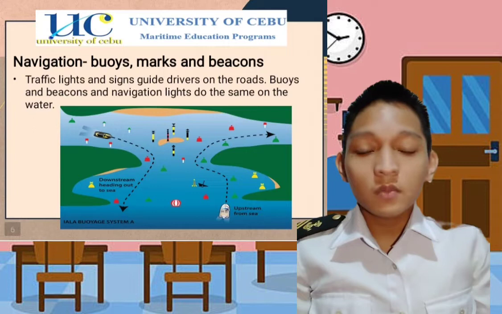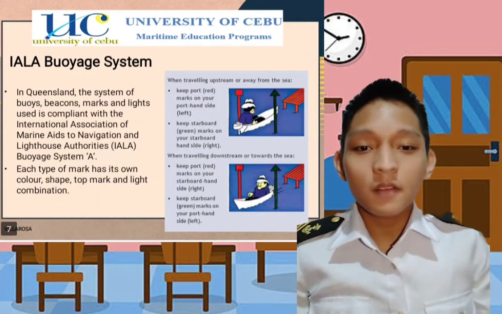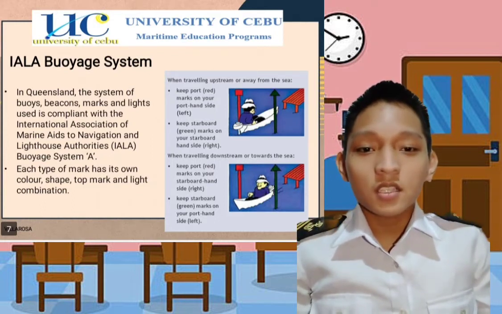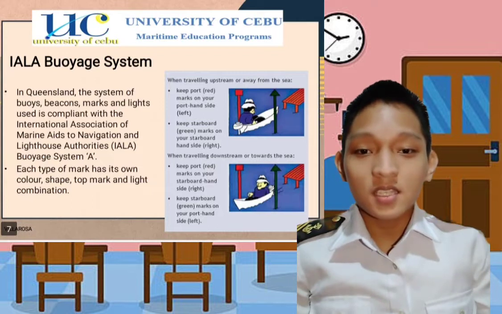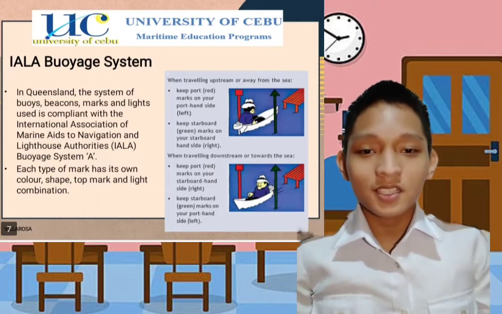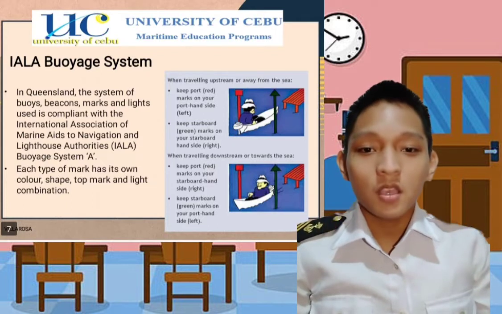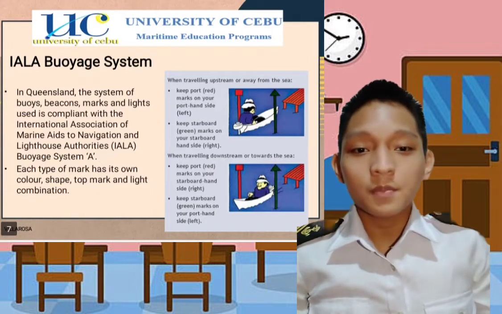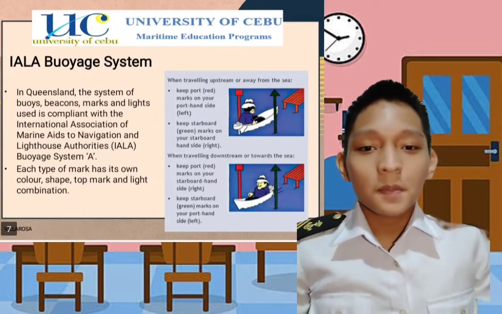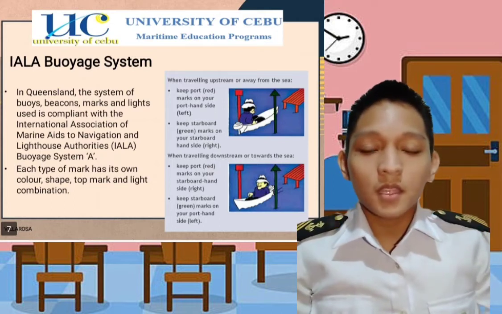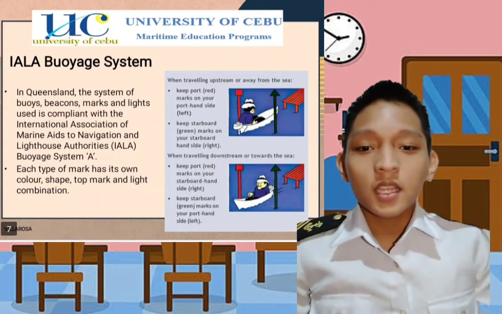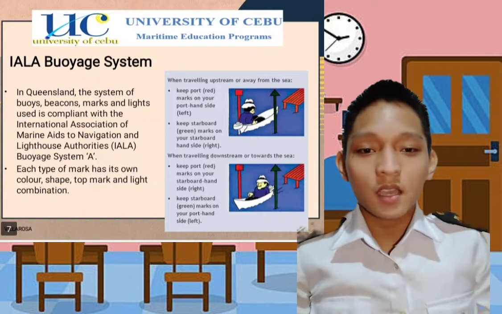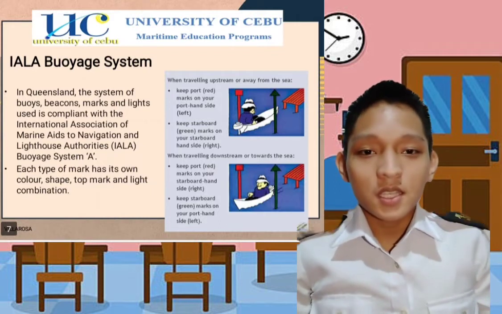In the next slide, in Queensland, the system of buoys, beacons, marks, and lights used is compliant with the International Association of Marine Aids to Navigation and Lighthouse Authorities, which is called the IALA Buoyage System. Each type of mark has its own color, shape, top mark, and light combination. Upon seeing this, we can determine that IALA paved the way in letting us know how we should navigate safely upon seeing the obstructions floating in the sea.